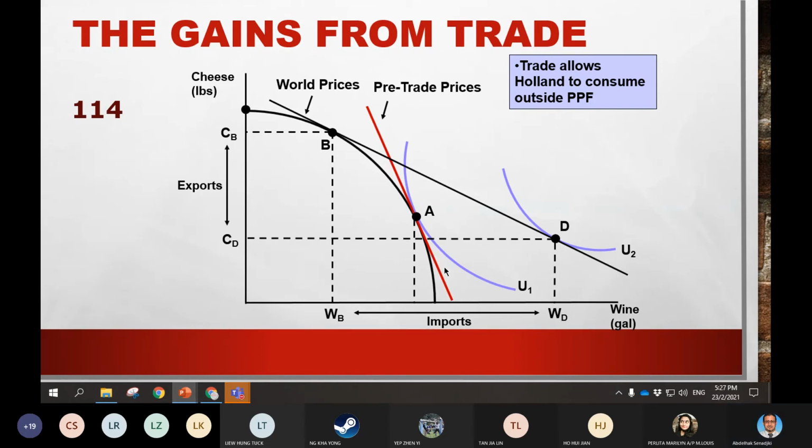MRT here. And we have the pre-trade price of wine at twice the price of cheese. This is what it shows in the table, because we measure the price as the number of hours. We assume that the wages are similar. If Holland were able to trade, it would want to export, for example, 2 pounds of cheese in exchange for 1 gallon of wine, here, 1/2.